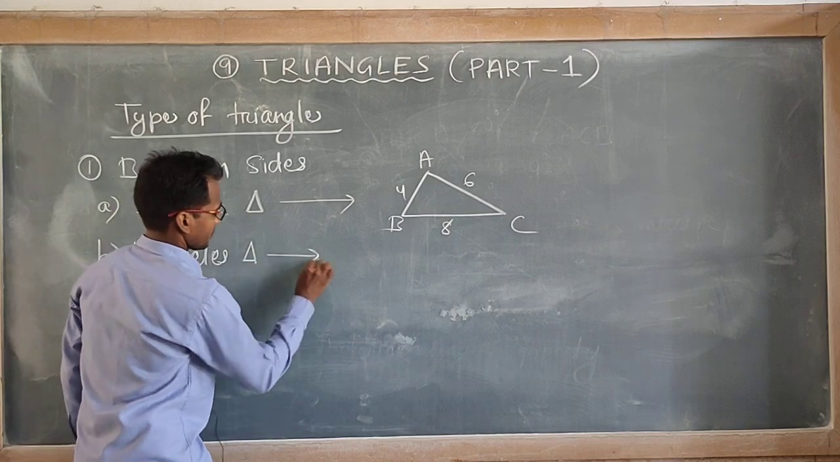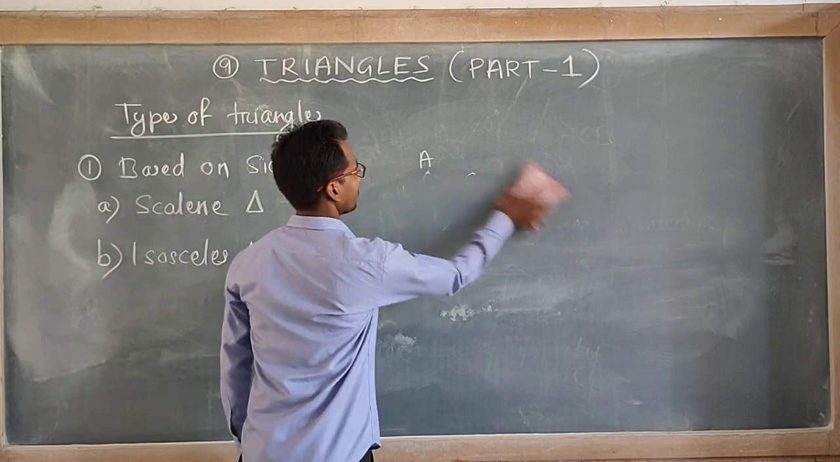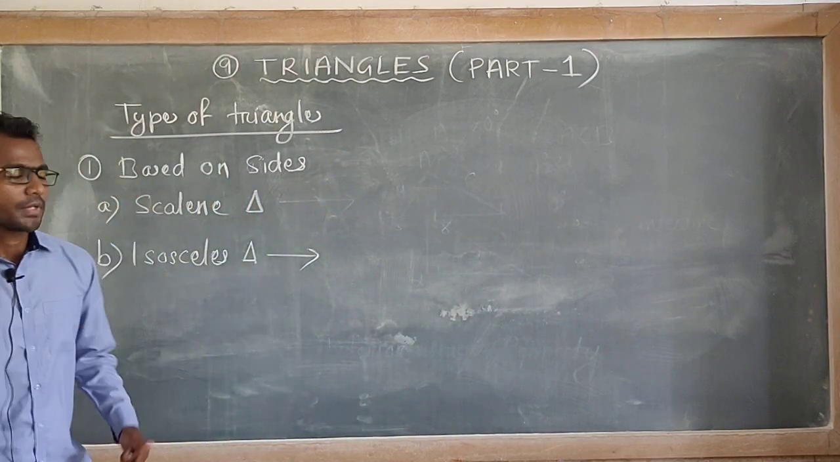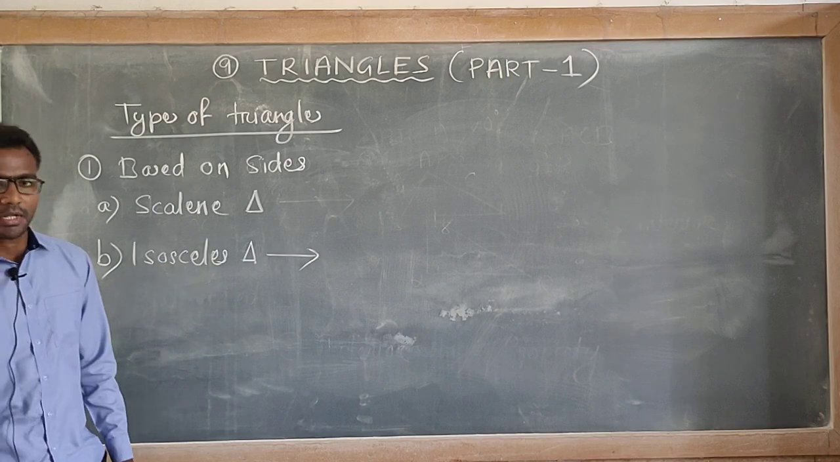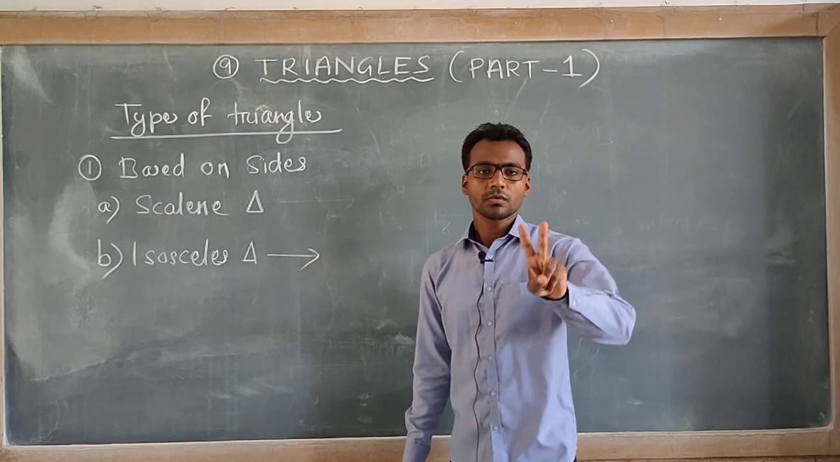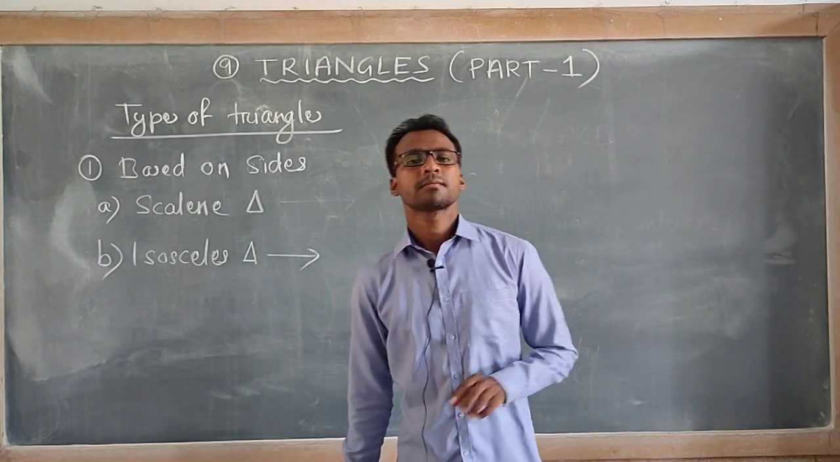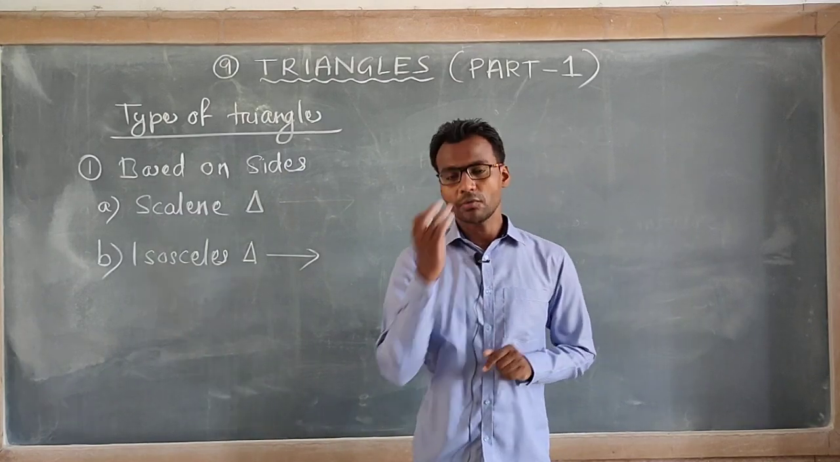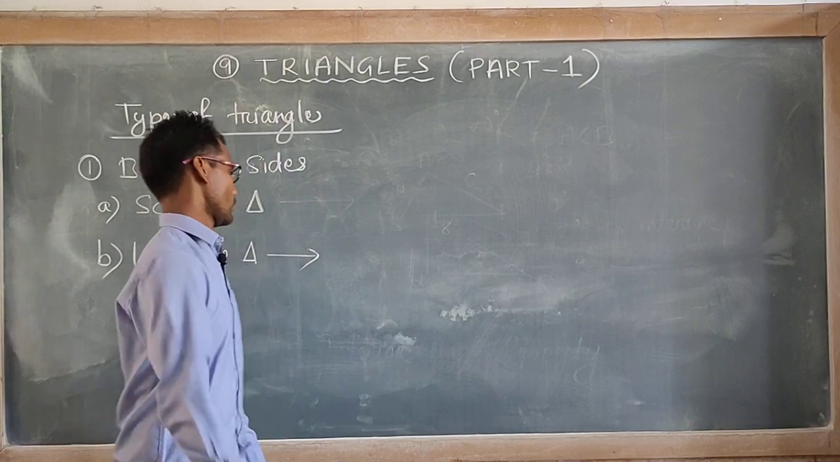Next is isosceles triangle. Many students commit mistake in isosceles triangle. They think that isosceles triangle is a triangle in which two sides are equal. No, that is not the correct definition of isosceles triangle. Isosceles triangle is a triangle in which at least two sides. Remember this part. At least two.